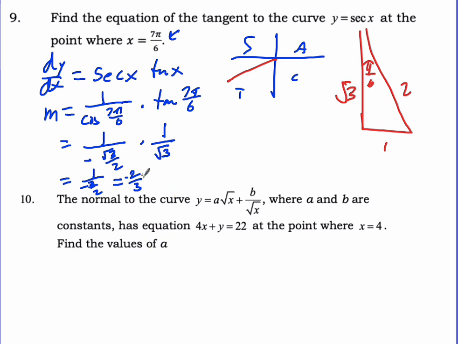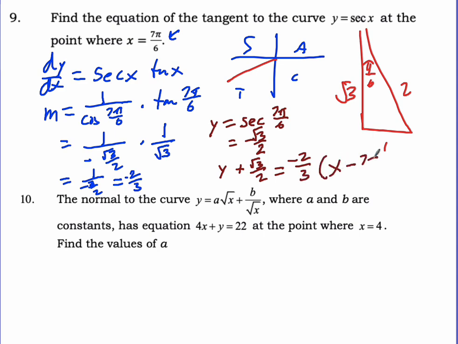Okay, so we have the slope at that point. We, of course, need the y value at that point. So we substitute into the equation secant x. So secant 7 pi over 6, which we already worked out over here. It's negative 2 over root 3. Okay, so the equation of this line is going to be y plus 2 over root 3 equals slope, which is negative 2/3, times x minus this.